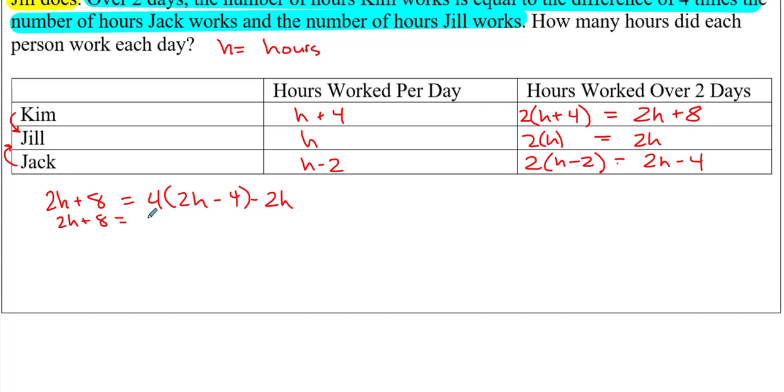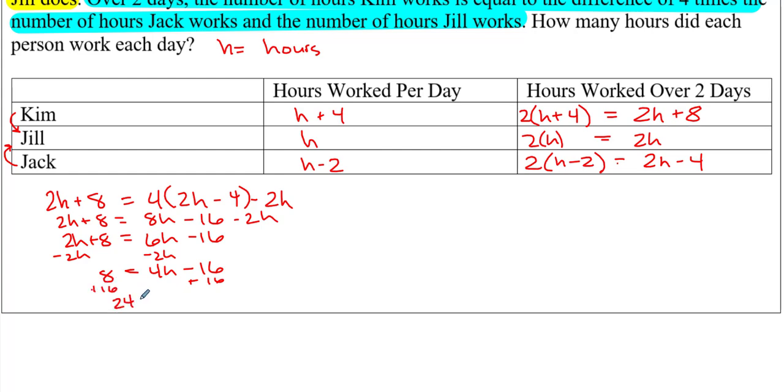All right, let's go ahead and solve this out. We get 2h plus 8 equals 8h minus 16 minus 2h. We got like terms right here. That's going to give me a 6h minus 16. And then on our left side, we still got the 2h plus 8. Let's go ahead and subtract this 2h. We're going to get 8 is equal to 4h minus 16. We add the 16 to both sides. We get 24 is equal to 4h. Then we divide both sides by this 4. And h is going to be 6.